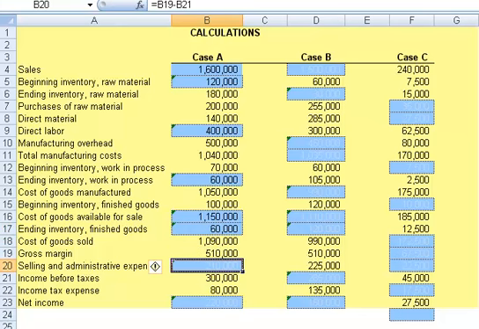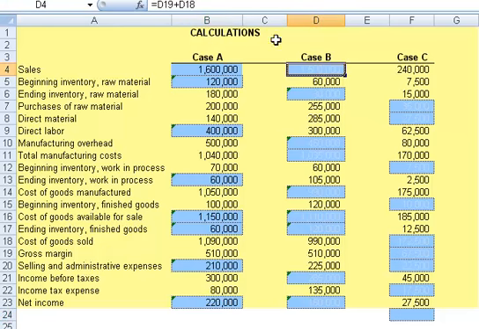Okay, selling and administrative expenses, again, we can solve that by taking income before taxes, subtracting gross margin, and the only thing left is selling and administrative expenses. And then finally, net income. Well, how do we calculate net income? We would take the income before taxes and subtract off income tax expense. Okay, so that gives you an idea how you would solve it for case A. Let's tackle case B now.